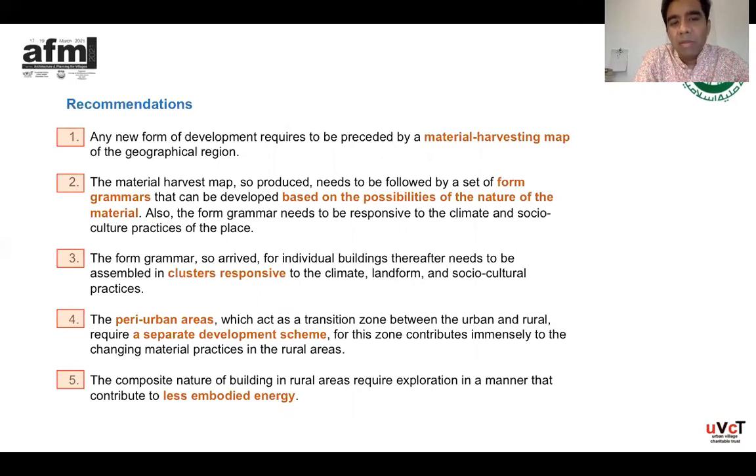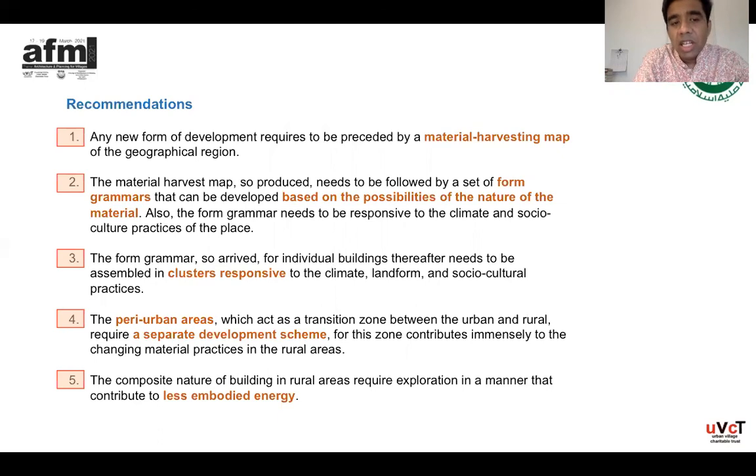The material harvest map so produced needs to be followed by a set of form grammars that can be developed based on the possibilities of the nature of the material. Also, the form grammar needs to be responsive to the climate and socio-cultural practices of the place. The form grammar so arrived at for individual buildings thereafter needs to be assembled in clusters responsive to the climate, landform, and socio-cultural practices. So just arriving at the form grammar is something that may not be a solution, but also how the individual form grammars can then be composed together to form the clusters which are responsive to their socio-cultural practices as well as the climate and the landform of the place.